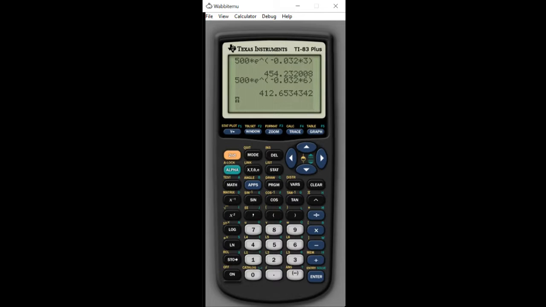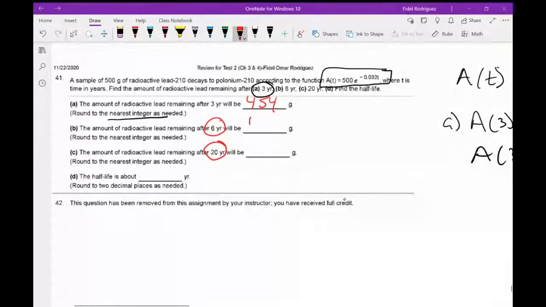And I'm going to do it again. I'm going to go second, entry, and now I'm going to change that 6 to a 20. And I'm going to close off my parentheses. I'm going to hit enter. And this one here is 263.64. So for this answer right here, I'm going to use 413. And for this one, I'm going to use 264. Okay. So let me stop sharing that, and let me come back over here. And we said we were going to put 413 and 264.